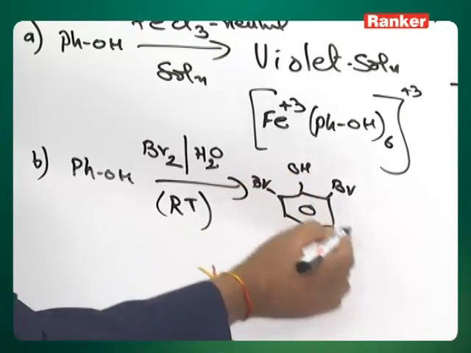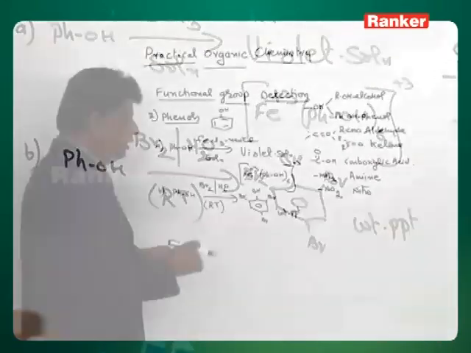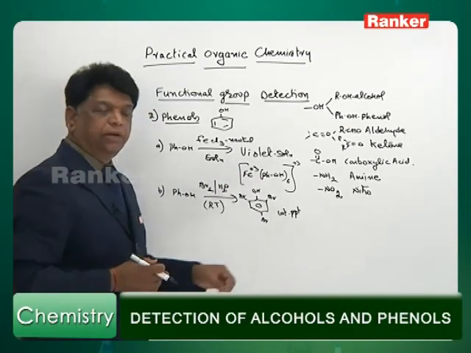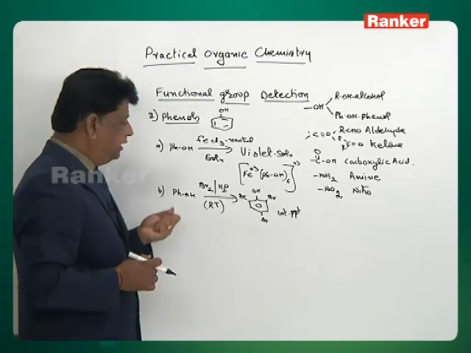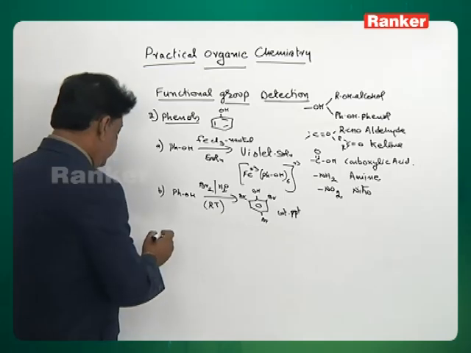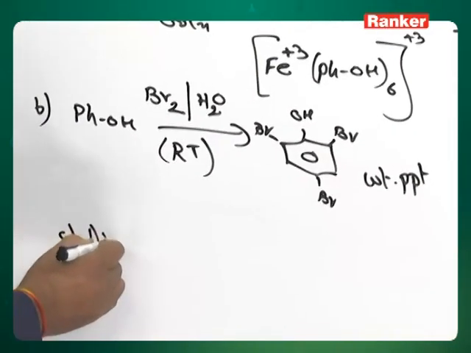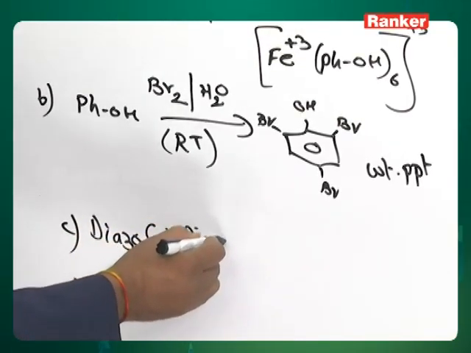2,4,6-tribromophenol. This will have a white color precipitate in fact. After bromination, you add it to the excess of water, the tribromophenol gets precipitated as a curdy, white color precipitate. This is also a wonderful test. Phenol can undergo the diazo coupling reaction. This is also a good test.